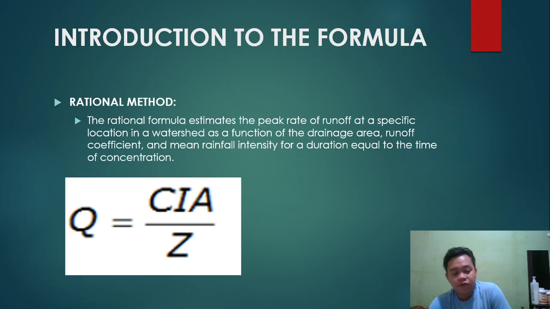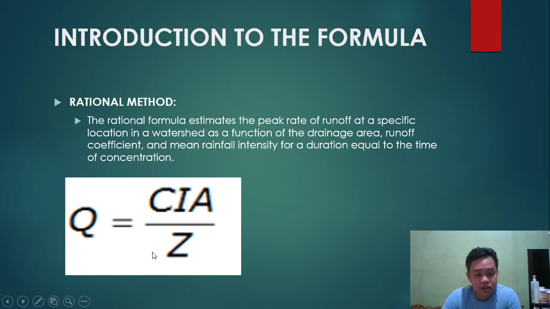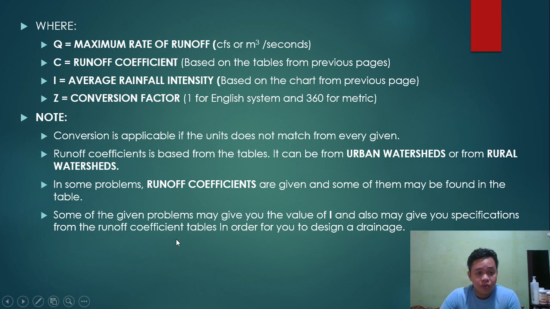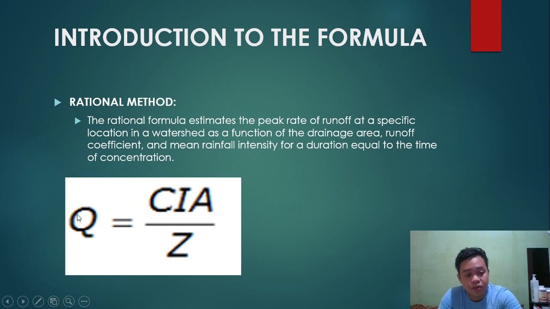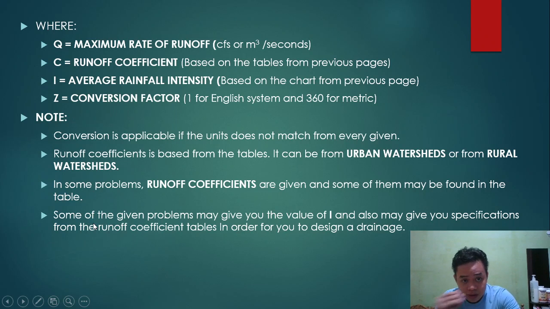So, introduction to the formula. The rational method estimates the peak rate of runoff at a specific location in a watershed as a function of the drainage area, runoff coefficient, and mean rainfall intensity for a duration equal to the time of concentration. So this is the formula, where Q is the maximum rate of runoff, in CFS or cubic meters per second.